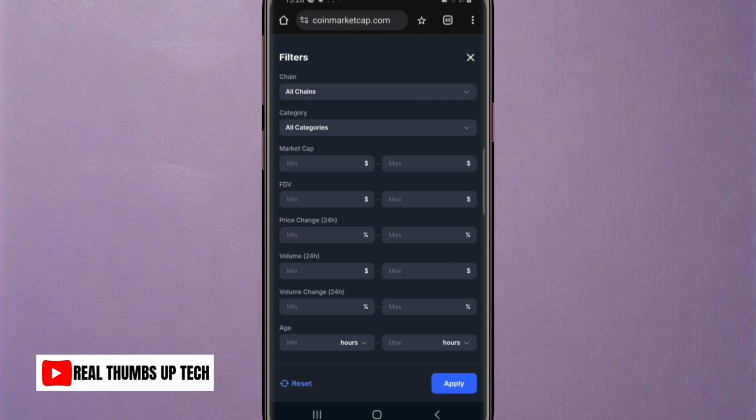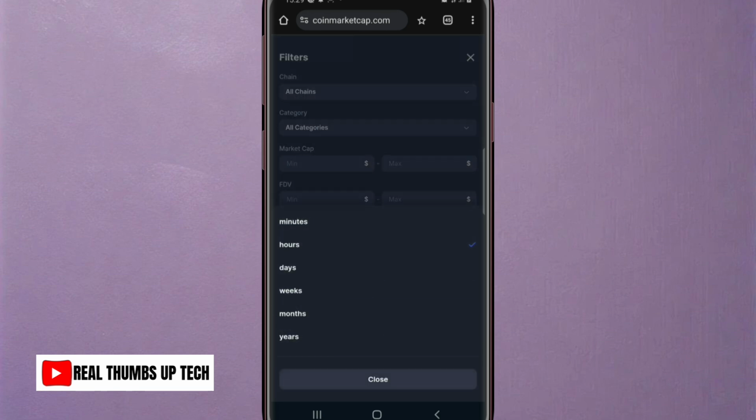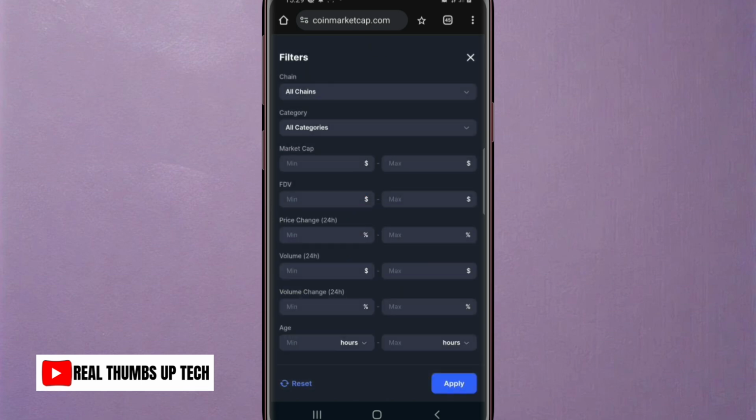For age, you select how long the coin has been listed on CoinMarketCap. Tap on it and you will see minutes, hours, days, weeks, months, years. It all depends on what you want. The ones I use most times are market cap and volume 24 hours in dollars. But you can use the one that works best for you. This is just what I use, all right?